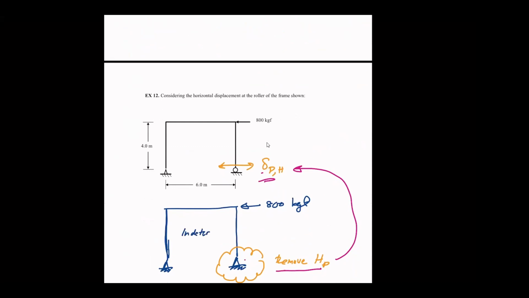Okay, but when I remove this reaction, when I remove this HD, I will have displacement instead. And if I can obtain how much this displacement is, I can also establish the compatibility equation to solve this frame, right?